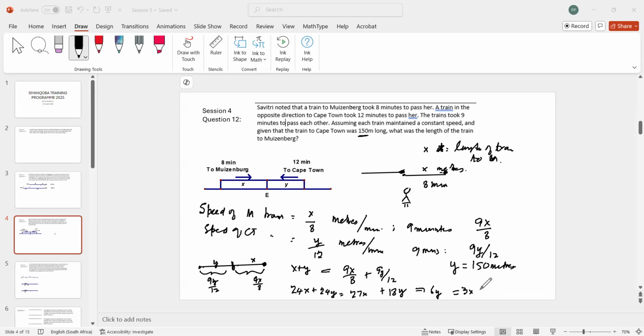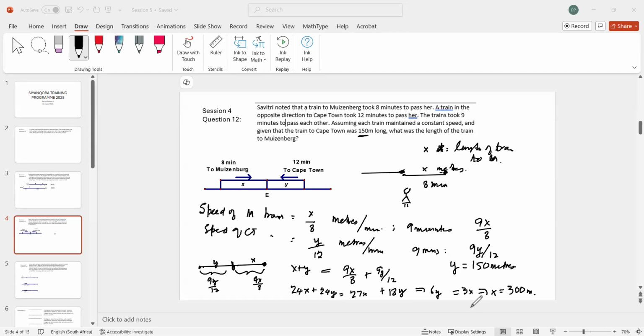So therefore, y is 150. 150 times 6 is 900. 3x is 900, so x is 300. So x is 300 meters.